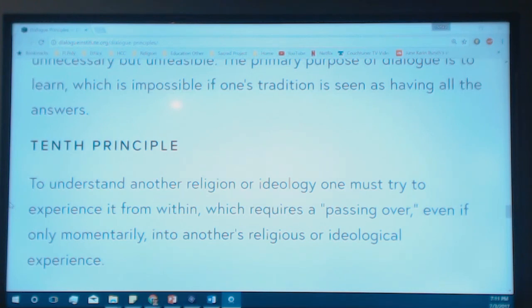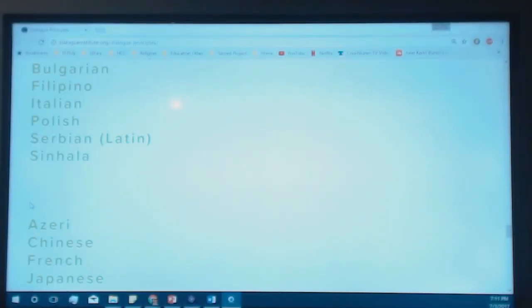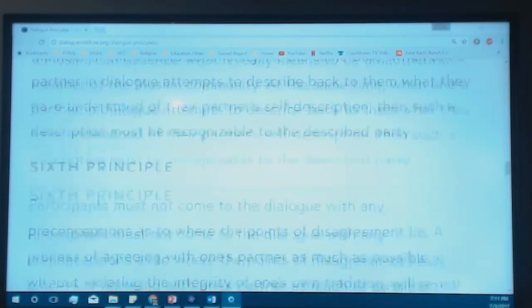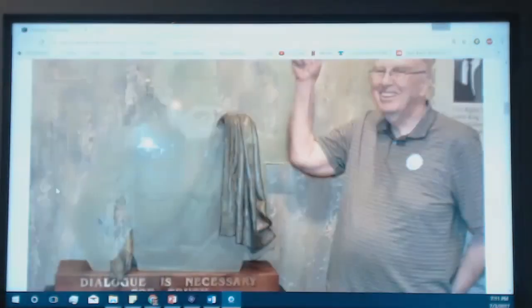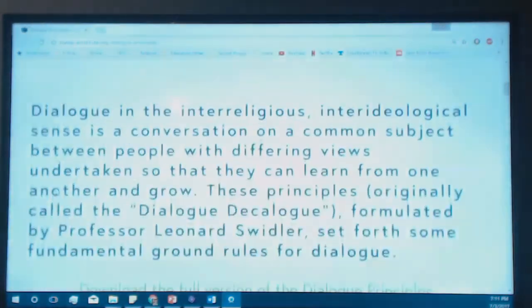The fact is, to learn and experience what the other one goes through is to learn to have empathy and understanding. So these 10 principles represent the Dialogue Decalogue. Please make sure you have done the Dialogue Decalogue assignment.